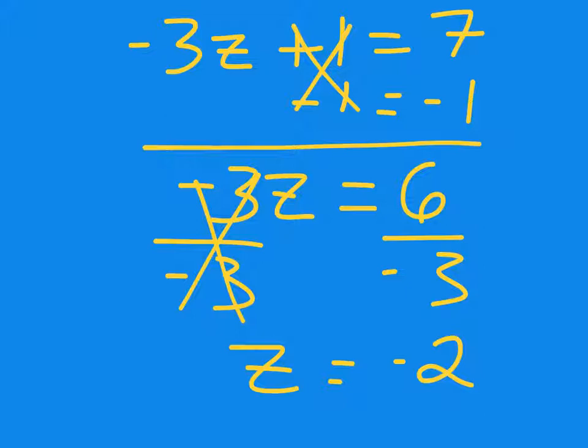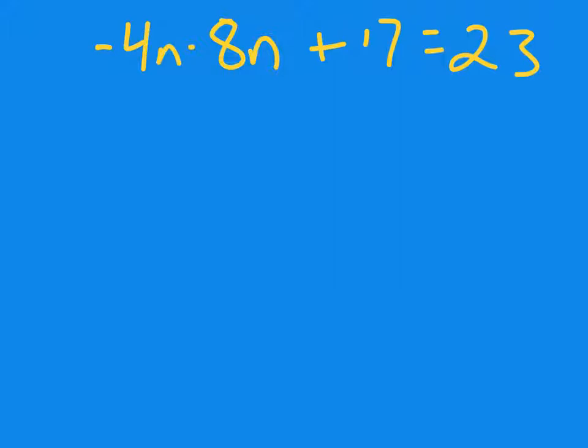Moving on, let's take a look at number 3, another practice problem. You have -4n minus 8n plus 17 equals 23. First thing I would do, pause the video, see if you can work it out. This one's going to take you about 3 steps to solve. So pause the video, work it out, then unpause it when you're ready.